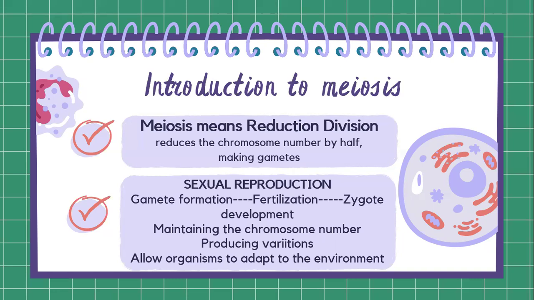Now, what is the importance of meiosis? Meiosis is important for sexual reproduction. Sexual reproduction will take place only if meiosis has produced the gametes. So gamete formation, then fertilization, and then zygote development is the speciality of sexual reproduction and meiosis.